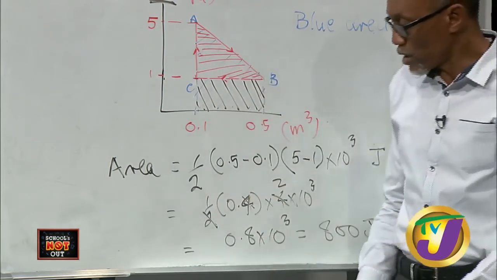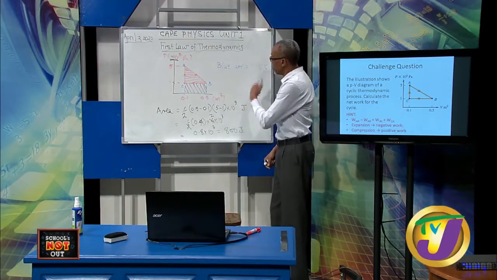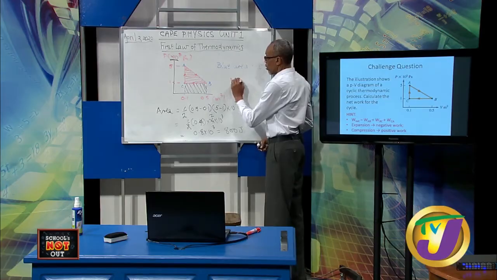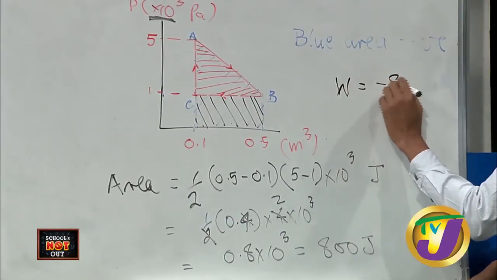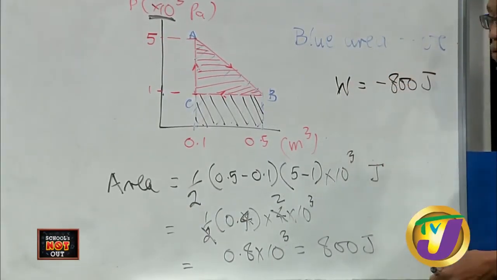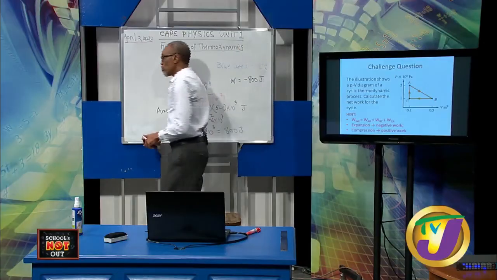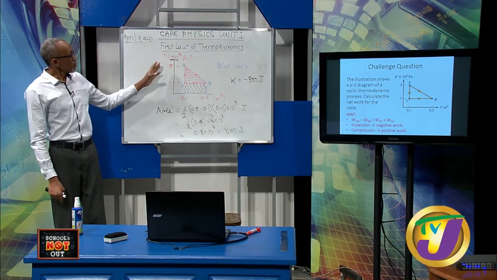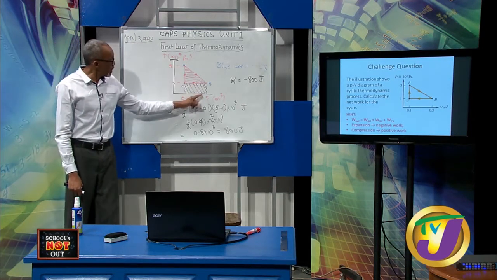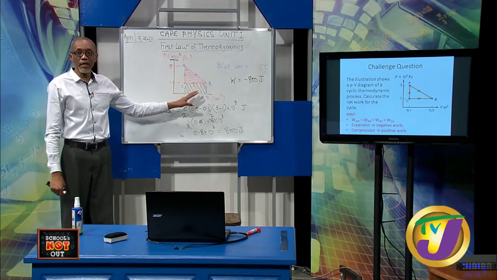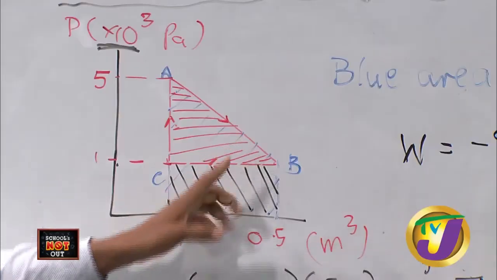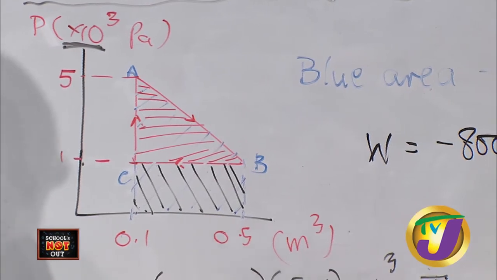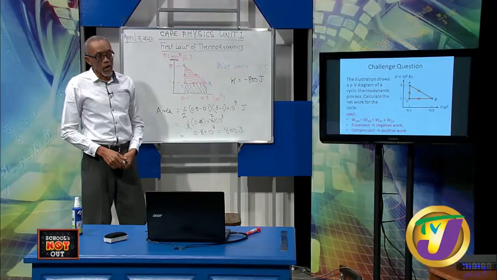So the net work done will be negative. All right? And so the net work done would be equal to negative 800 joules. What you can do is try it for yourself. Find the area of the trapezium, you know that's negative. Find the area of the rectangle and subtract the two of them and see if you get the 800 joules. Okay.